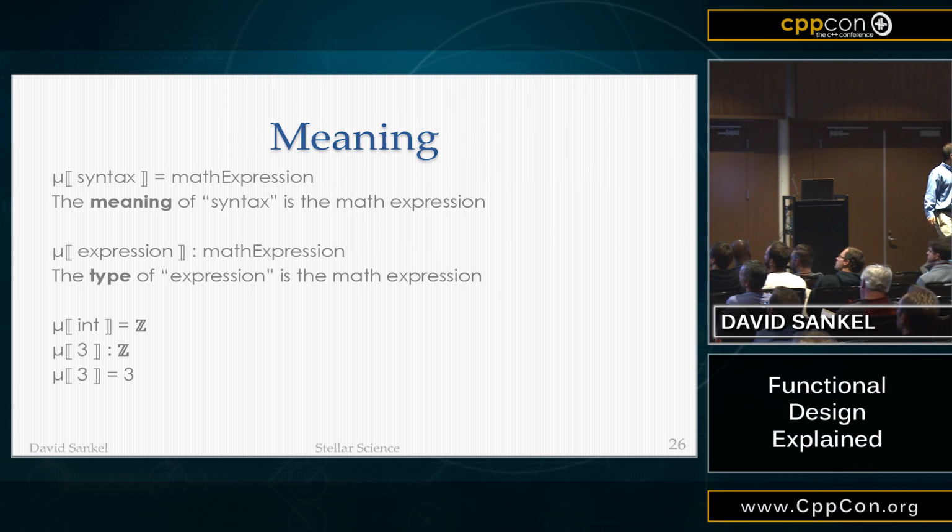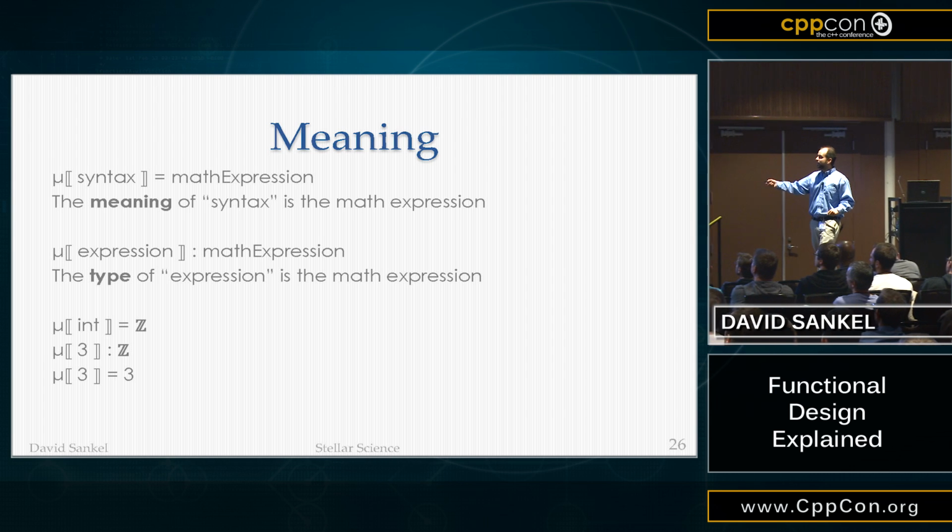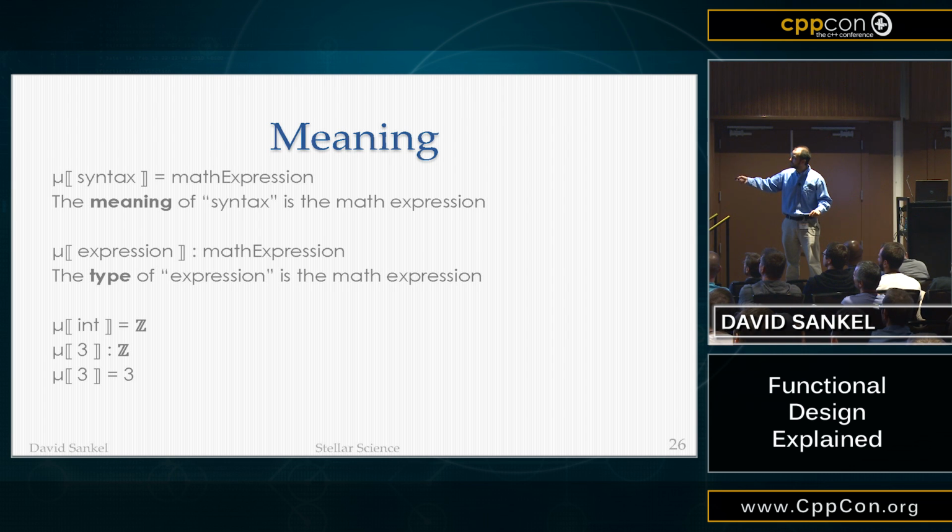All right, so moving on. Now we want to talk a little bit about meaning. So here we have that syntax. We got introduced to it before. So we have mu of this syntax is equal to some mathematical expression. The meaning of that syntax is equal to this mathematical expression. And then down here, when you have an expression in C++, there's really two things you can say about it, right? You can say what its type is, and you can say what its value is. So we have to distinguish when we write out our mathematical expression here. So we use this colon here to say we're talking about what the type of this C++ expression is. And we use the equal sign when we want to talk about its value.